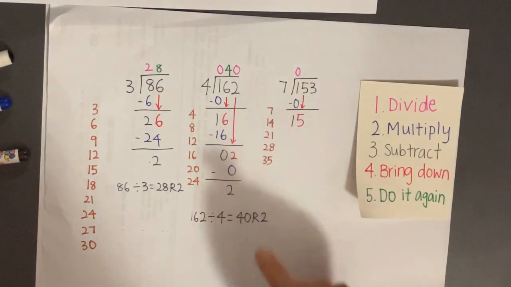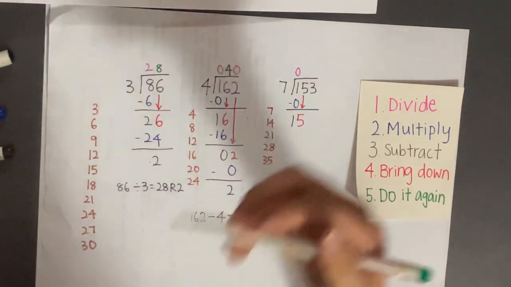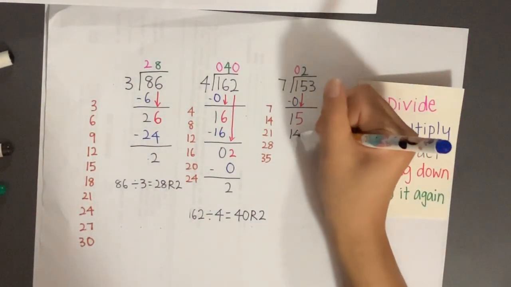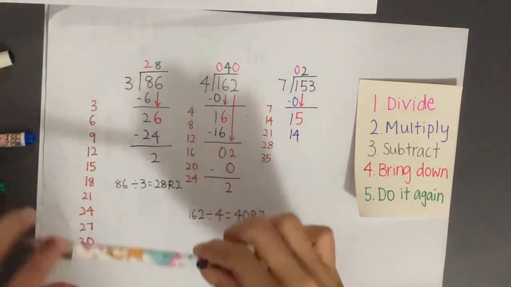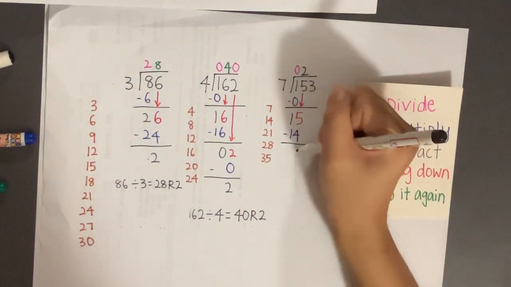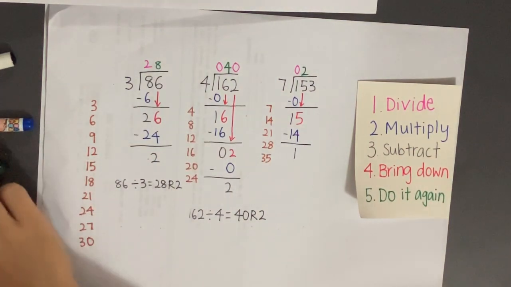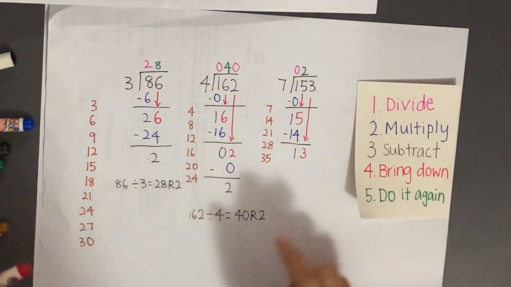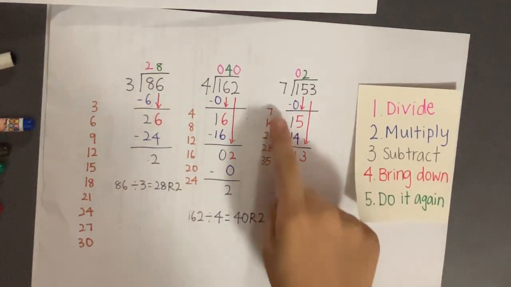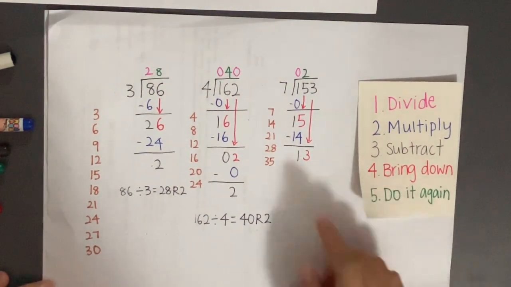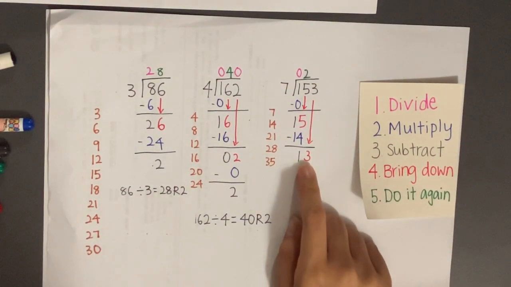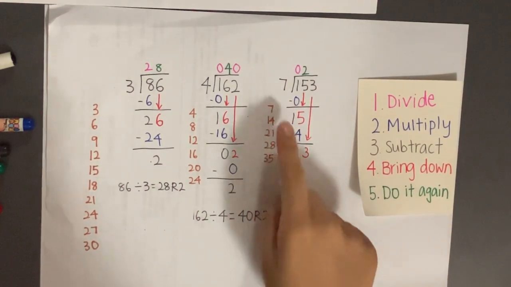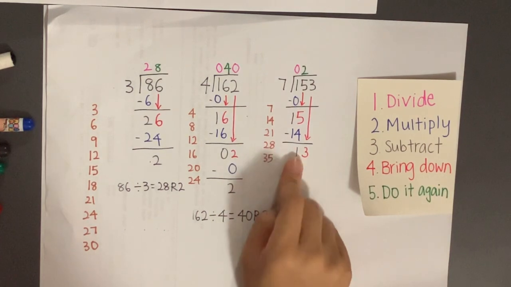Which number is smaller than 15 but the closest to 15 that can divide by 7? 14. 14 divided by 7 is 2. 7 times 2 is 14. 15 minus 14 is 1. I still have the digit in my ones column. 13. 13 is not in my multiplication tables of 7. So I need to find a number that is smaller than 13 and the closest to 13 that can divide by 7. So in this case, I have to choose 7 because 14 is larger than 13.